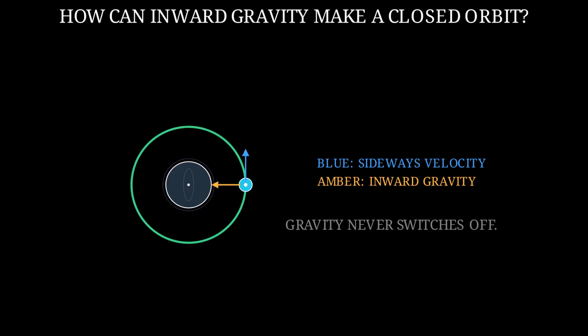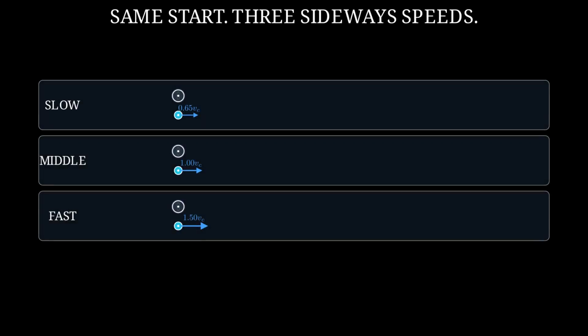We can isolate the deciding variable by returning to one launch point and changing only the sideways speed. The probe is unchanged. The launch point is unchanged. Inward gravity is unchanged. Only the sideways speed changes. Which launch hits the primary, which launch closes into a circle, which launch escapes and does not return? Assign all three outcomes now. The slow launch should hit the primary, the middle launch should circle it, the fast launch should escape from it.